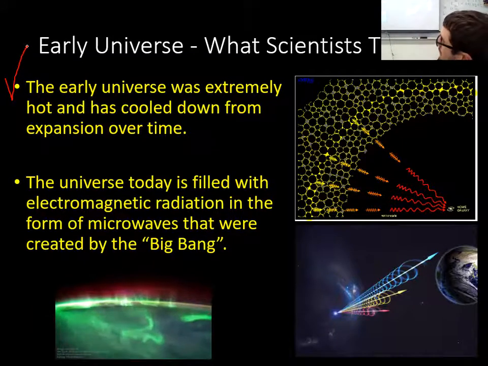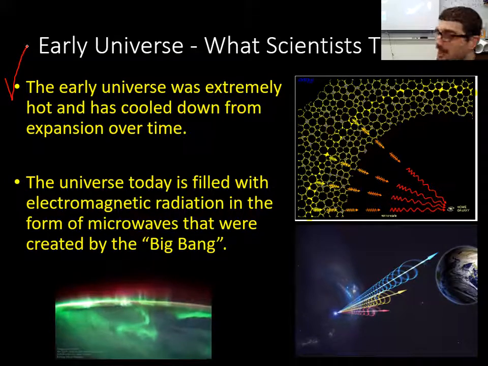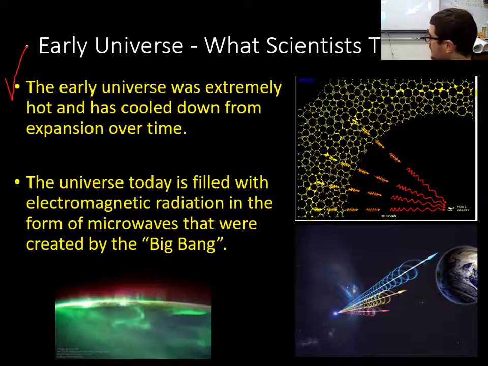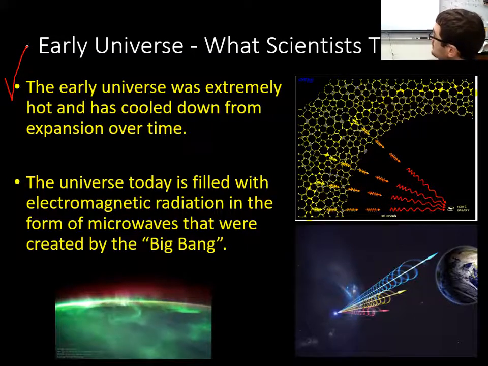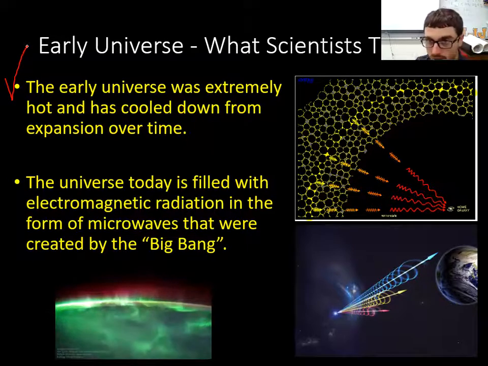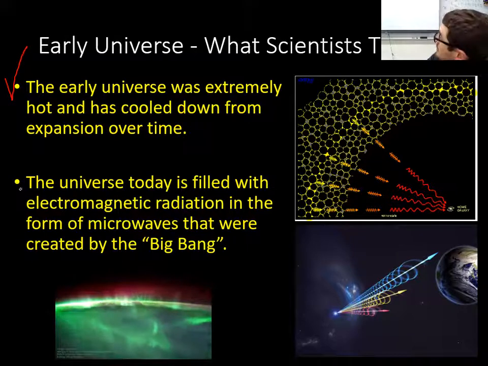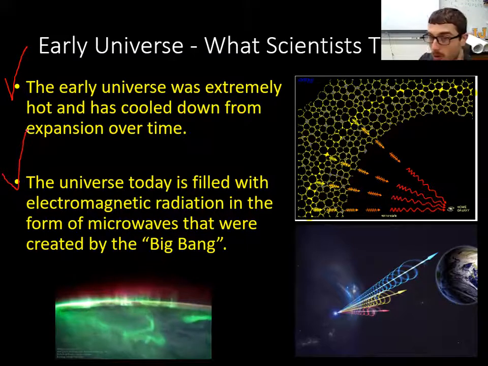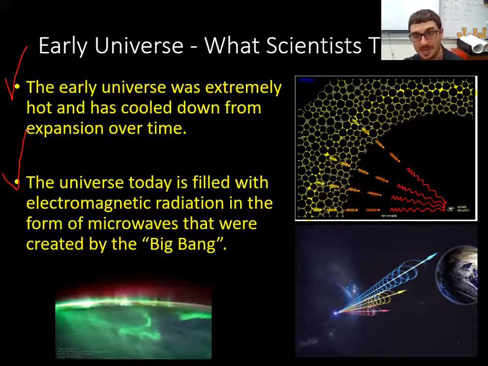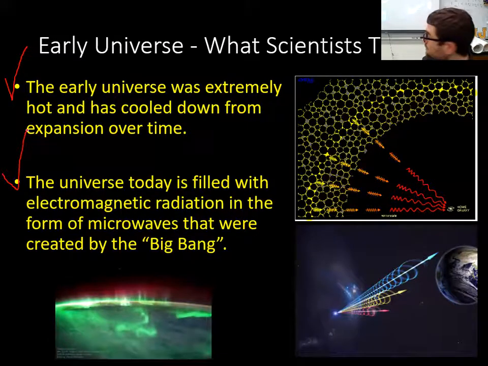The universe today is filled with electromagnetic radiation. So basically, all that radiation from the Big Bang is still floating around space. It's still all over the place, right? It's just spread out, and it's in the form of what we call microwaves. Okay, so this is great evidence for the Big Bang actually happening. The only and best evidence that we have, essentially, that there was a Big Bang, right?